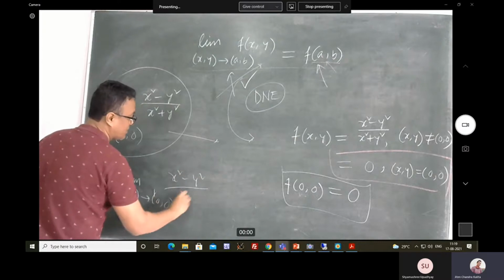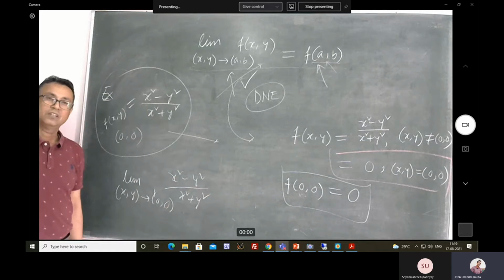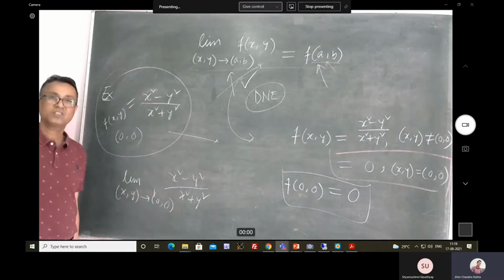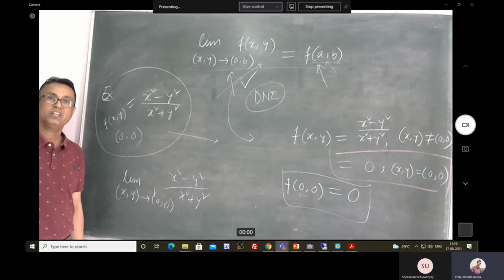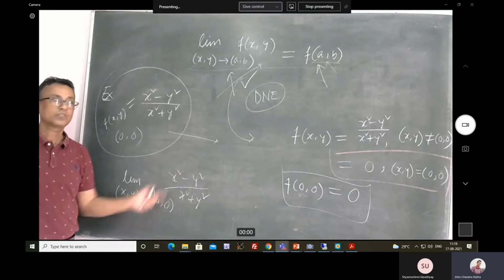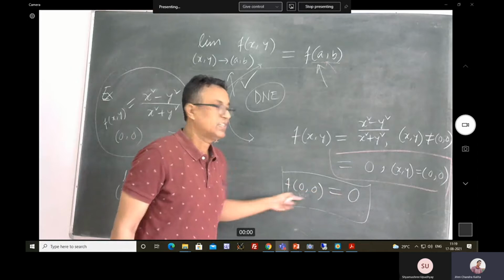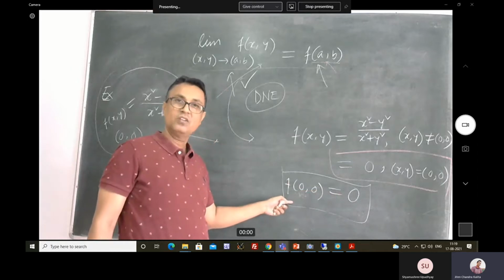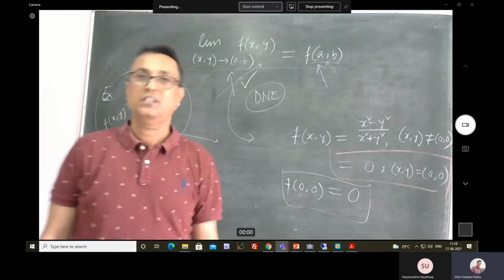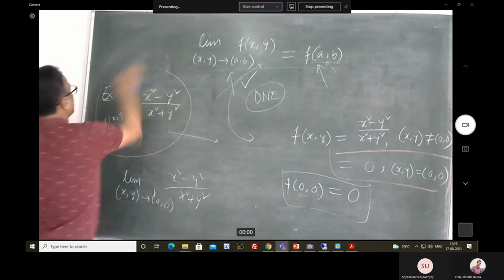Okay, fine. So now we have already proved that this limit doesn't exist. We have already proved in our last class that this limit doesn't exist, right? So since this limit doesn't exist, even though the value of the function exists at the point (0, 0), the conclusion is the function is not continuous at the origin.